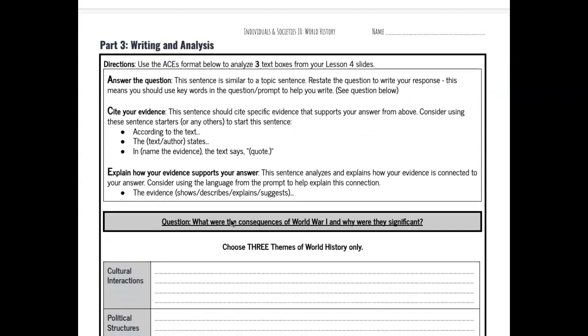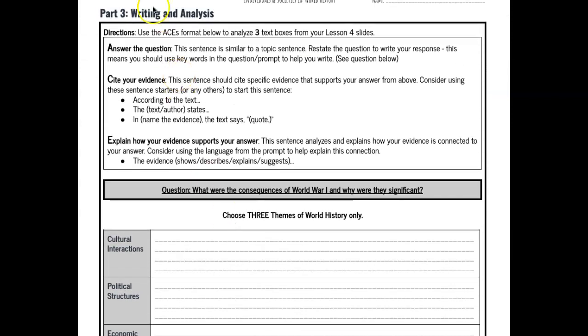So we're going to look at the back page of your lesson notes and find part 3, Writing and Analysis. We're going to be using the ACES format below, and you're going to choose 3 text boxes from your lesson 4 slides. So we've done ACES before, but just as a very quick review, ACES is an acronym and it stands for Answer the Question, Cite Your Evidence, and Explain how your evidence supports your answer.